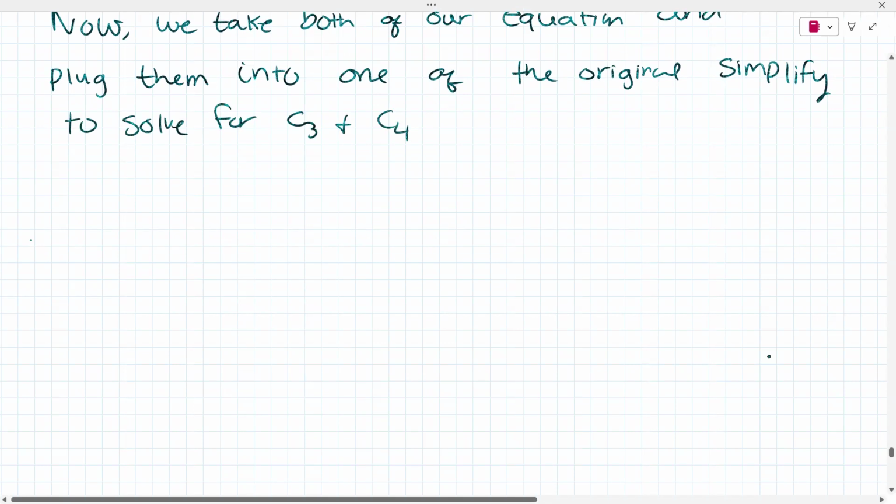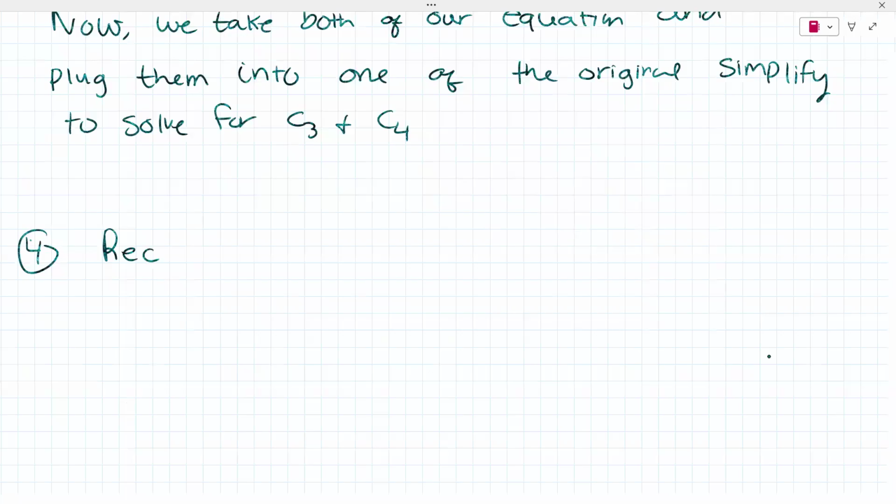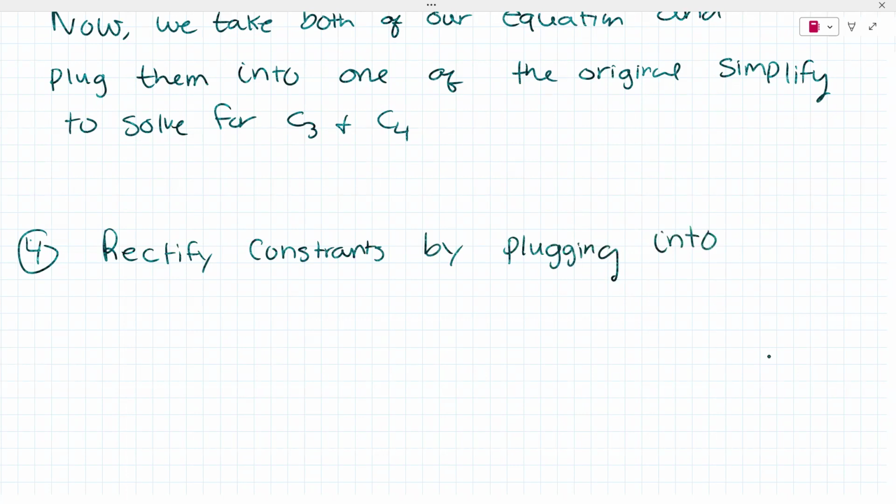So step 4 is we're basically going to rectify the constraints by plugging into one of the original differential equations and solving for C3 and C4 in terms of C1, C2.